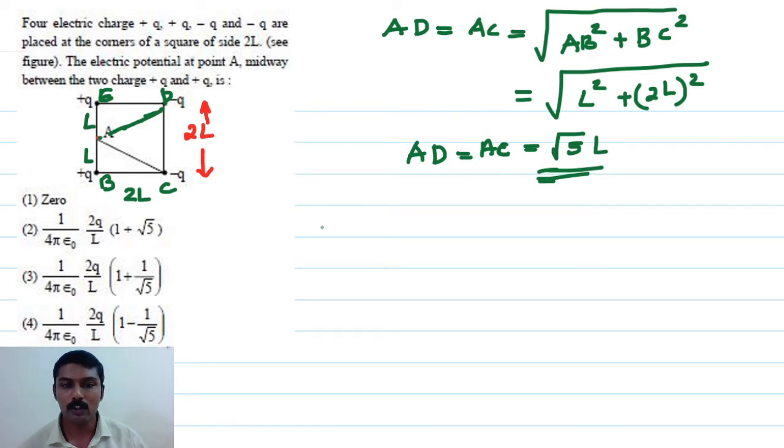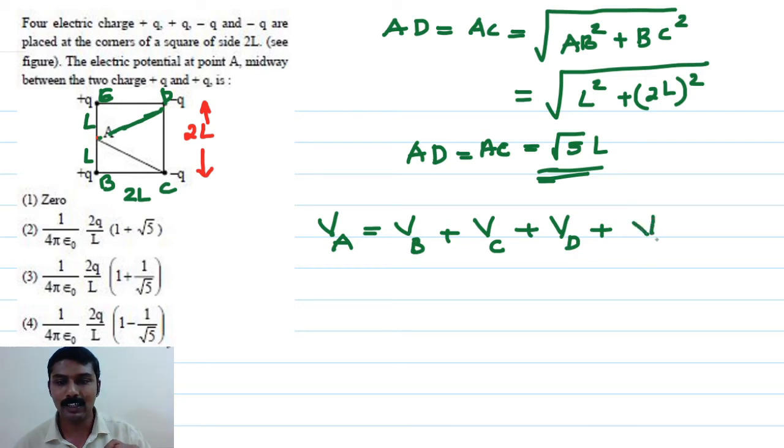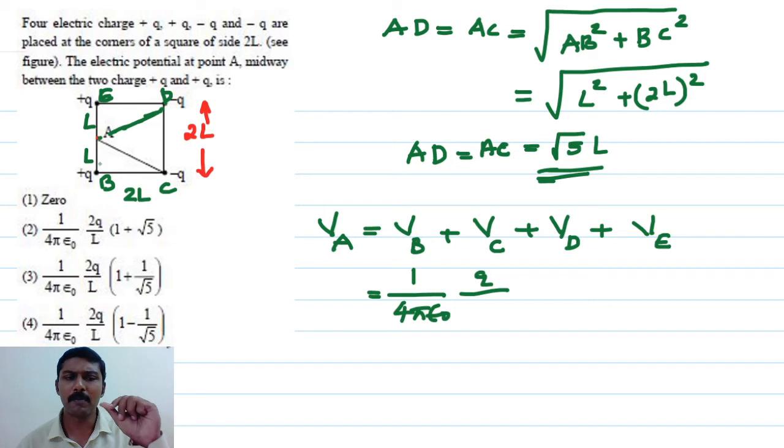We have to find the total potential at the point A. The total potential at the point A is the contribution of the charges kept at the point B, plus, applying the superposition principle, the potential from the charge at the point C, plus the potential from the charge at the point D, and lastly the potential from the charge at the point E. We just have to add all these together. Starting to substitute, the potential at the point B, with charge plus Q, is 1 by 4 pi epsilon naught, plus Q divided by the distance. It is a positive charge, and the distance is L.